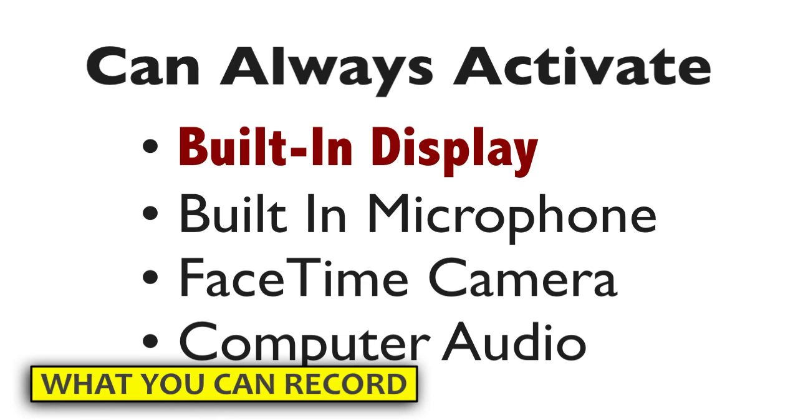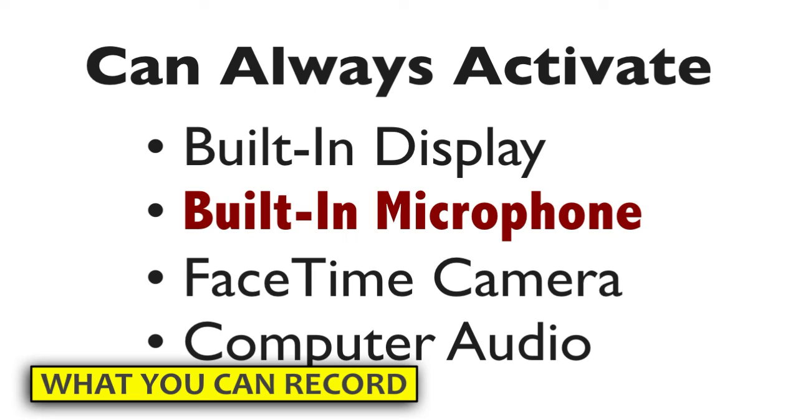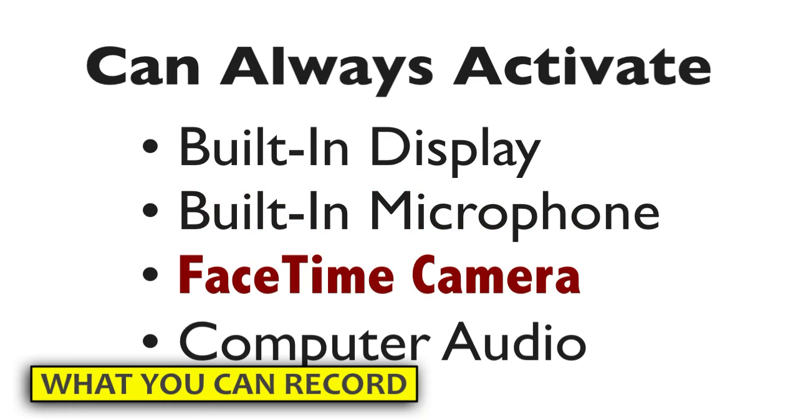If you don't want to do that, you can record using your built-in microphone on your Mac, and you might get better sound with an external microphone, but you can do that. That could work well. You could record your FaceTime camera, so if your Mac is pointed at you, just like when you FaceTime somebody, you could use that built-in camera and do that.